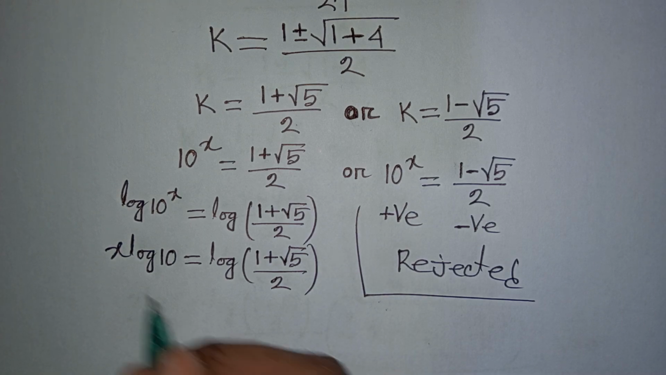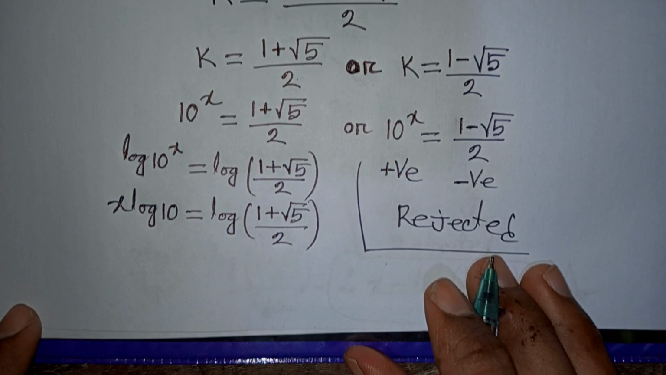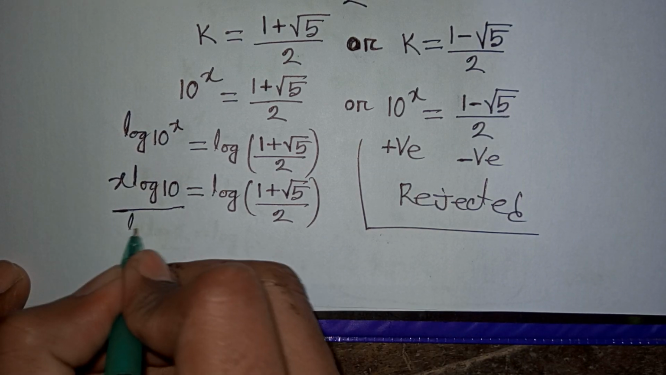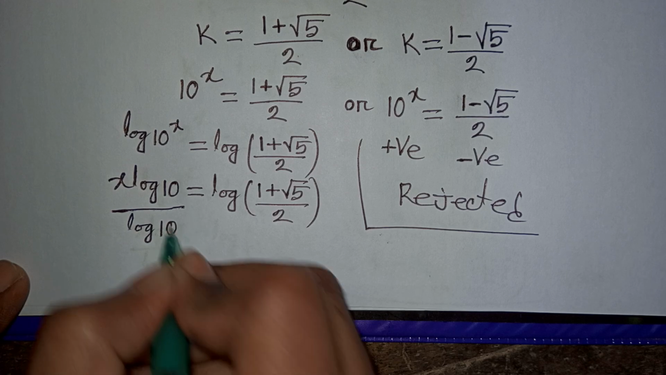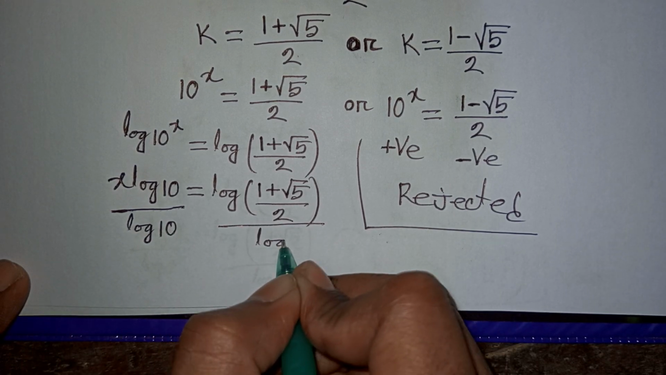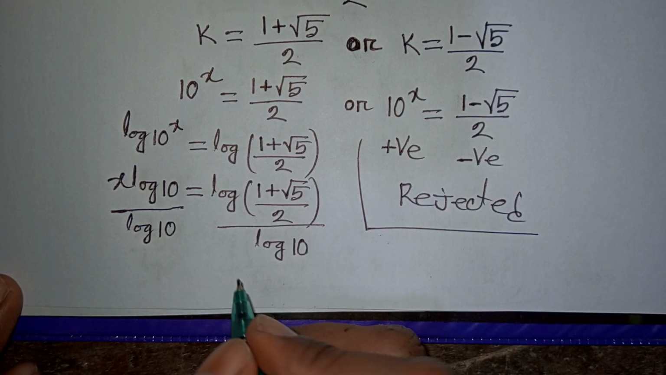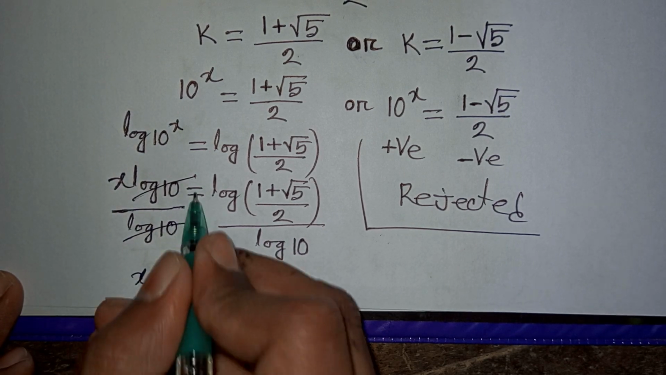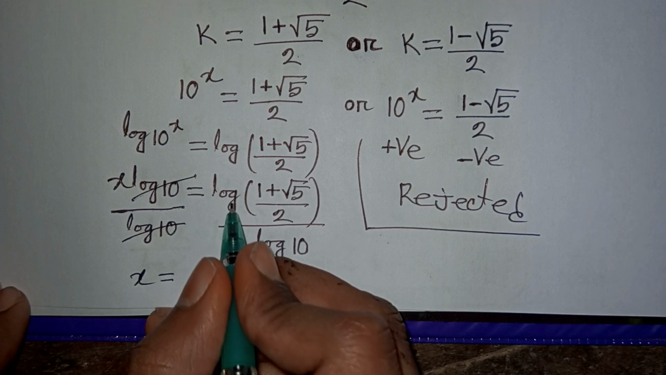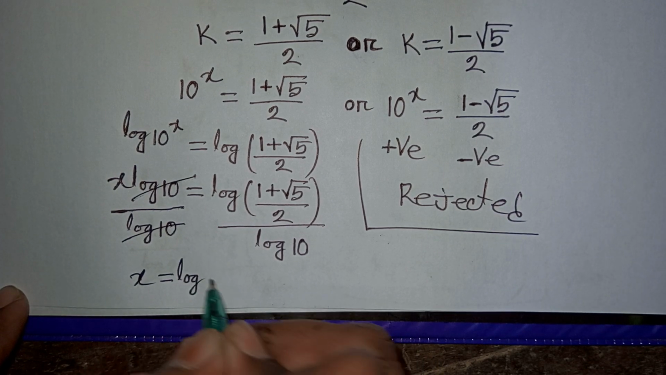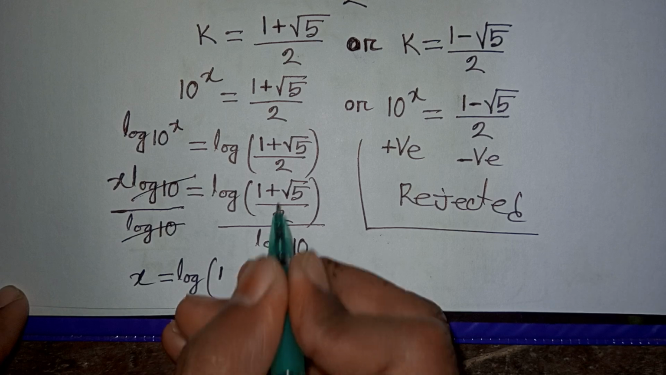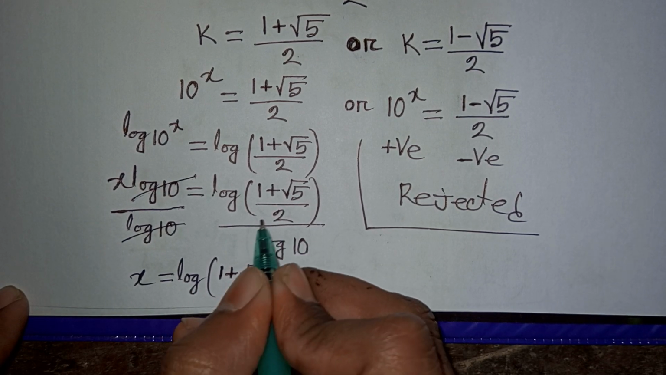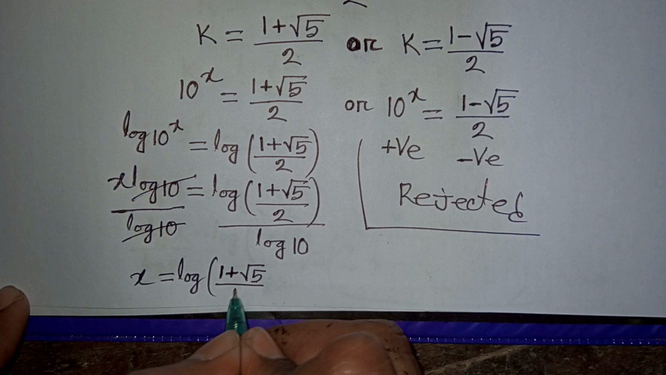Now, we need the value of x. So, I divide by log 10 on both sides. Now, this log 10 will be cancelled. So, x will be equal to log of (1 plus square root of 5) over 2.